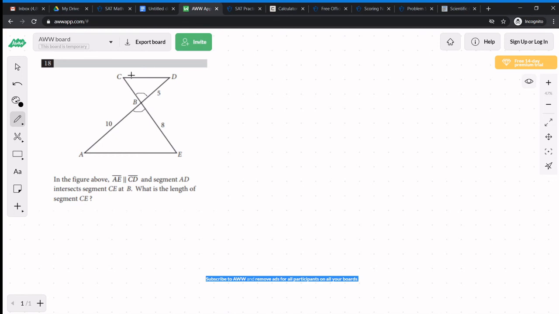In the figure above, AE is parallel to CD. Okay, now that we know this, it's an entirely different ballgame. So, what we do is we extend the side out, like this. Now, because we have parallel lines here, we have alternate interior angles right here.